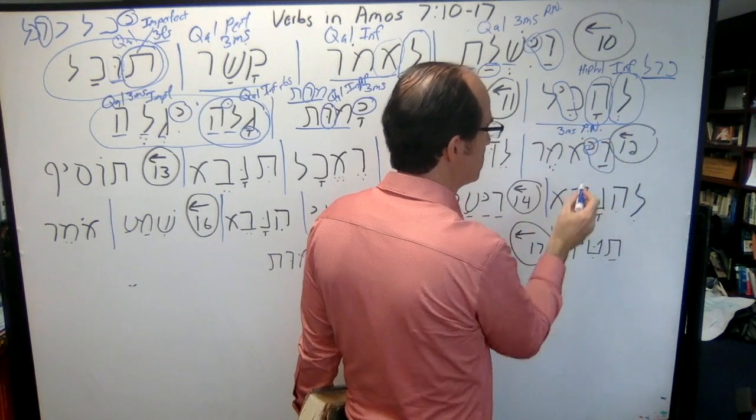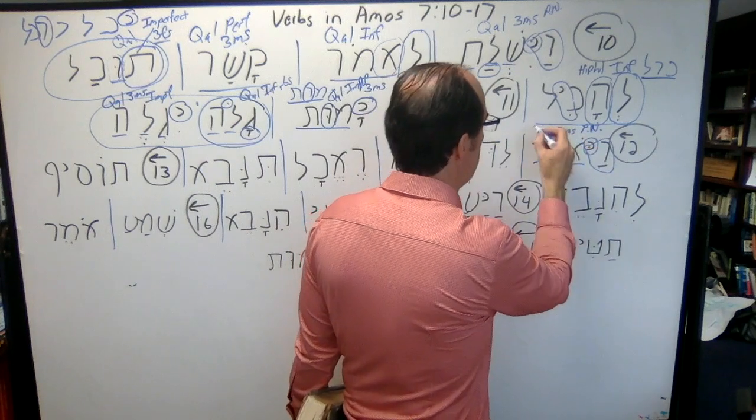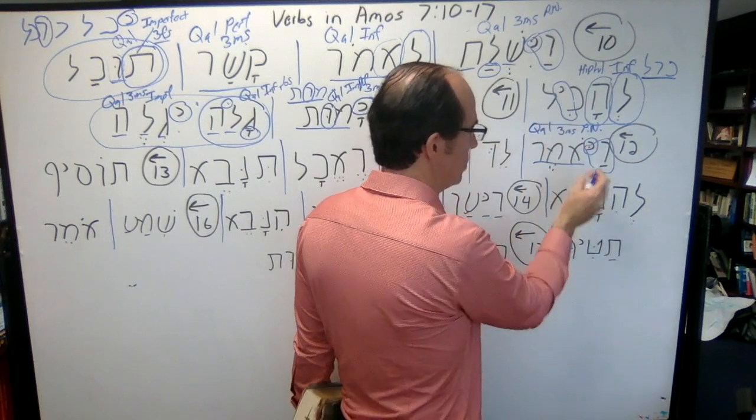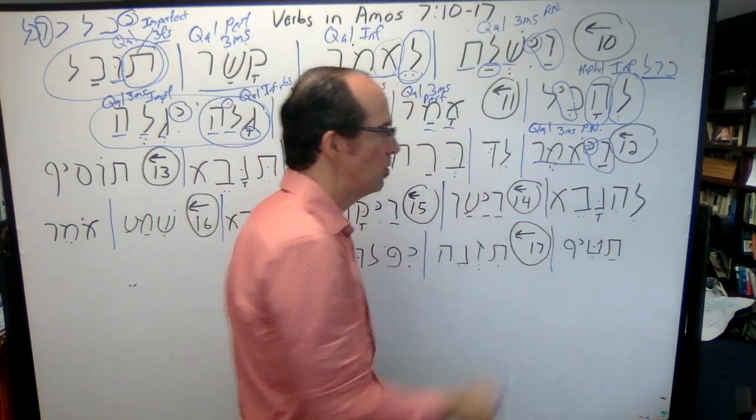I'll put P in for past narrative. It's from Amar. So this is a call. No signals of any other verbal type there. So this is one of the more common forms that you'll see.